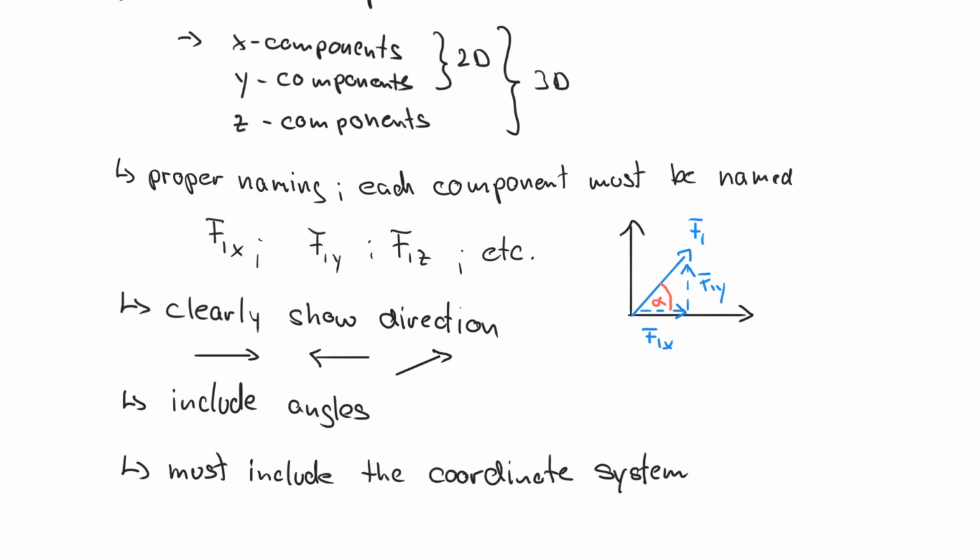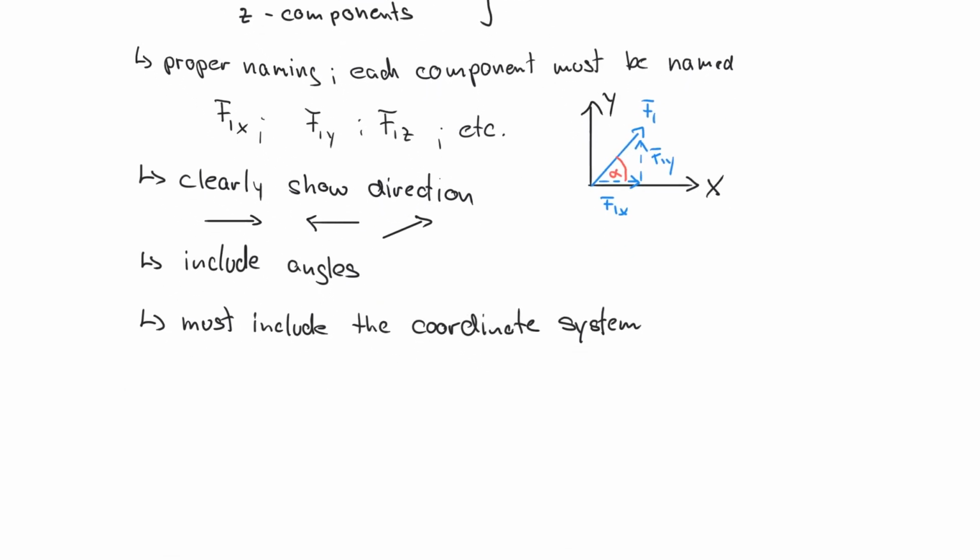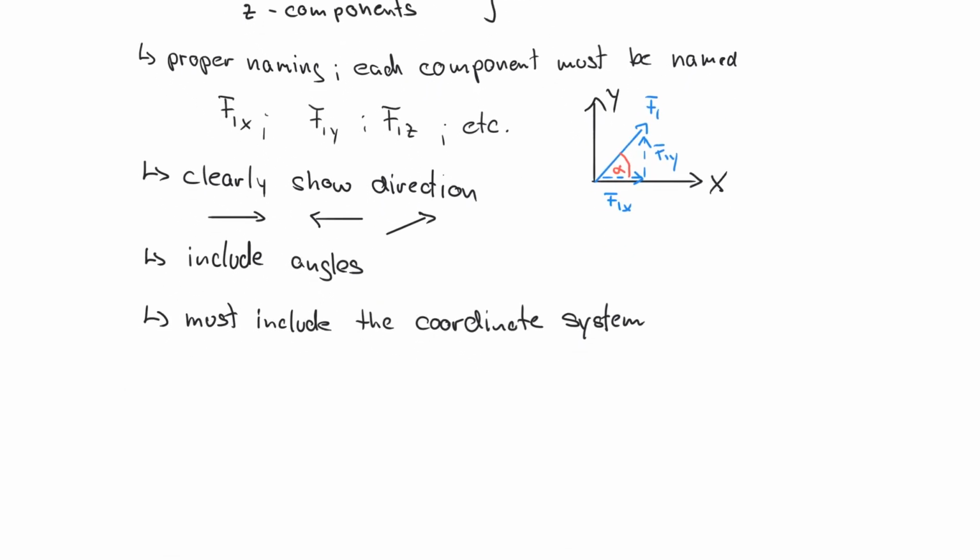So you need to provide a proper reference. So for example, here is X and Y. And then a few other things that can or cannot be part of your free body diagram, or that may or may not be part of your free body diagram. So for example, sometimes you have masses in there. So masses are represented by particles.